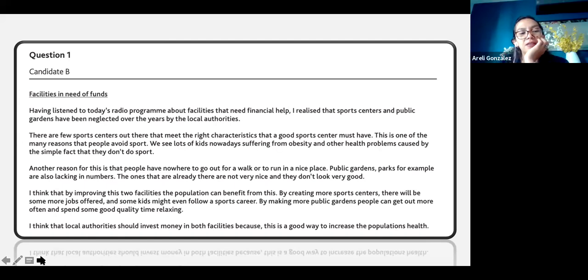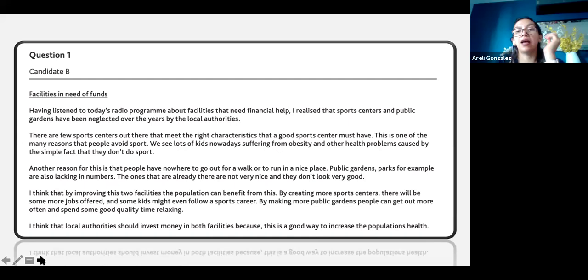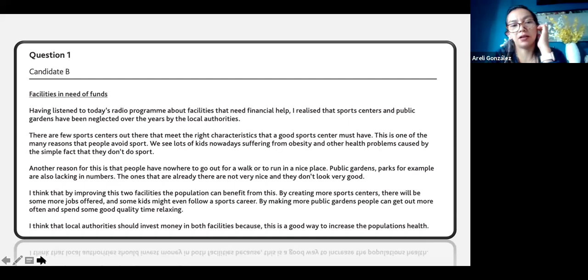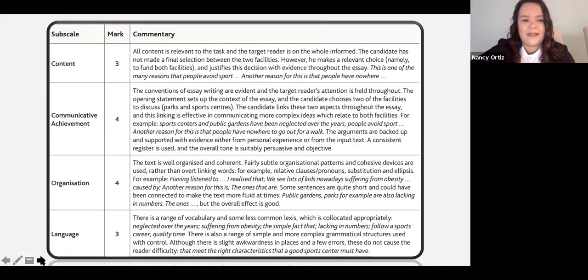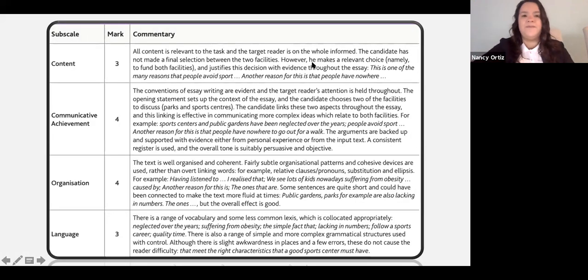Well, I think that this one uses a simpler vocabulary. In this one, I think that this one uses a more simple vocabulary. Okay, let's see what they thought. In language, the person got a little bit higher than the other, but let's analyze why, okay?